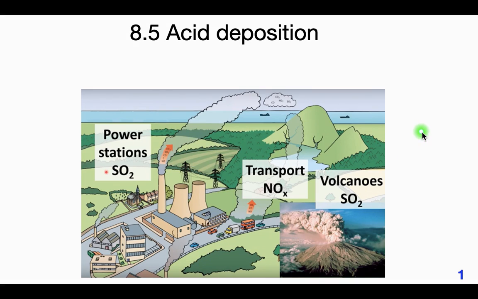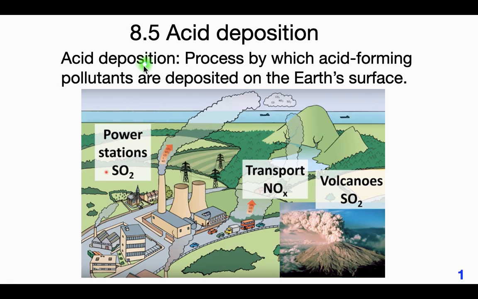8.5 Acid deposition. Acid deposition is the process by which acid-forming pollutants are deposited on the Earth's surface. Nice little diagram showing you that these pollutants come from both man-made sources and natural ones, volcanoes down here as an example. Now, I mentioned before I continue on here, this topic is all qualitative. There's a few equations you need to know, but mostly it's just informational.